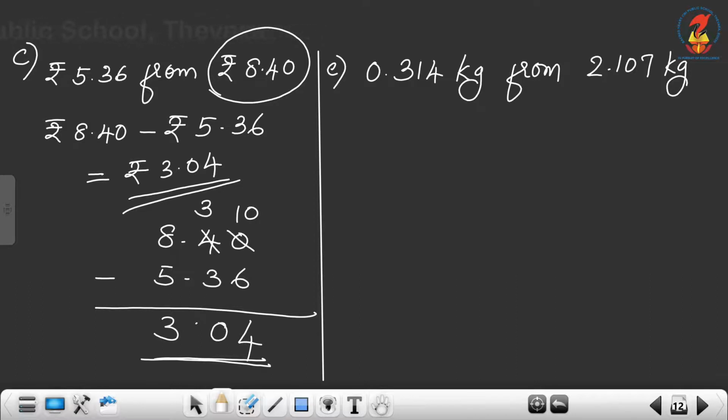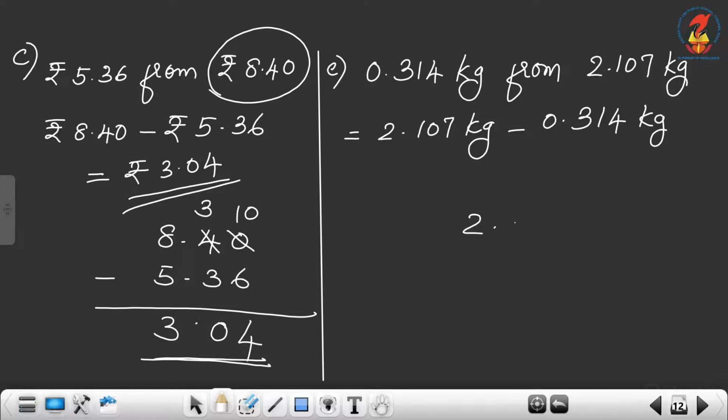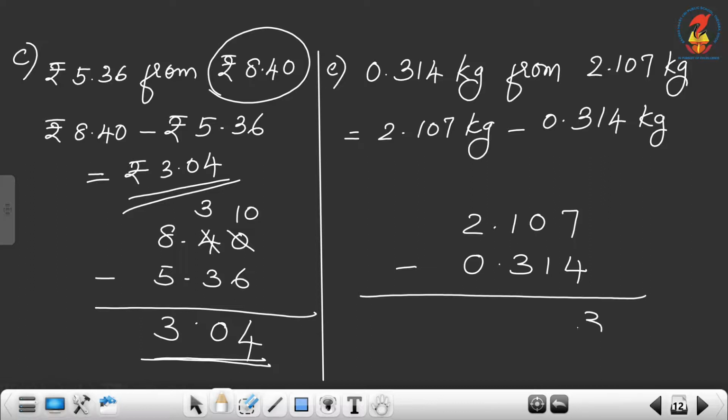Next, 0.314 kilogram from 2.107 kilogram. We can write it as 2.107 kilogram minus 0.314 kilogram. Write down the first decimal number, and under that write the second decimal number. The whole number part is 0, write it under 2, then 0.314. Now which place do we start from? From the 1000th place onwards. So 7 minus 4, 3.